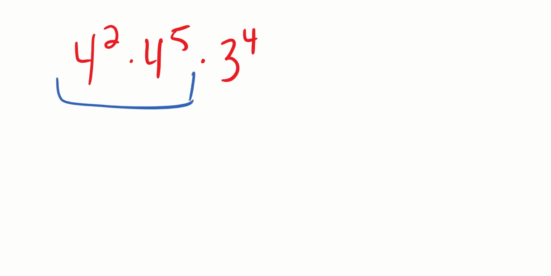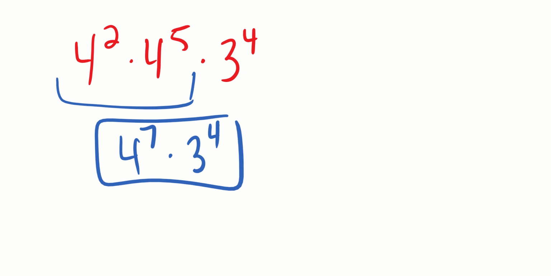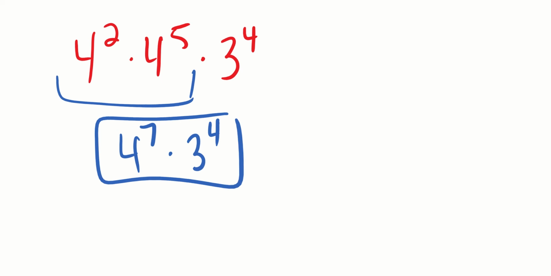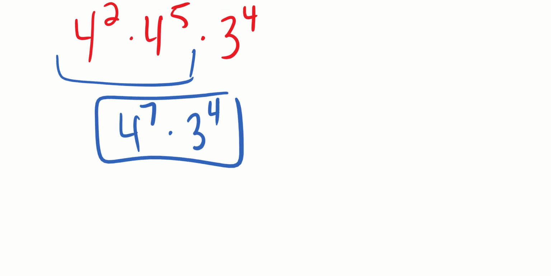If I have, and I'll use numerical and algebraic examples, 4 squared times 4 to the 5th times 3 to the 4th. Now I can combine the two powers that have 4 as the base because those are like bases. So this is going to be 4 to the 7th. Remember, when we multiply like bases, that means we can add the exponents. However, I can't combine 3 to the 4th because those are different bases. So the simplified expression would be 4 to the 7th times 3 to the 4th. This is called exponential form when we use exponents to write our answer.